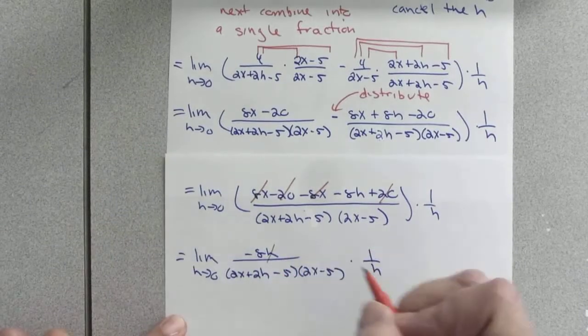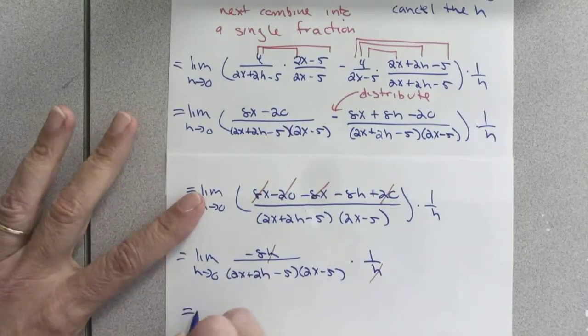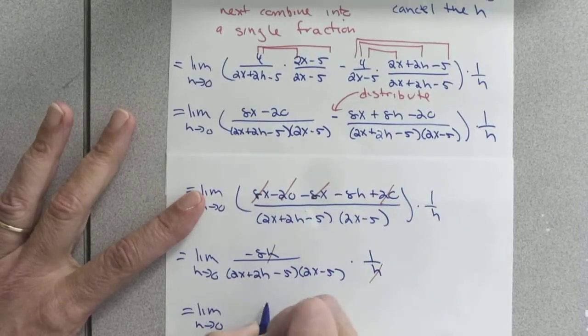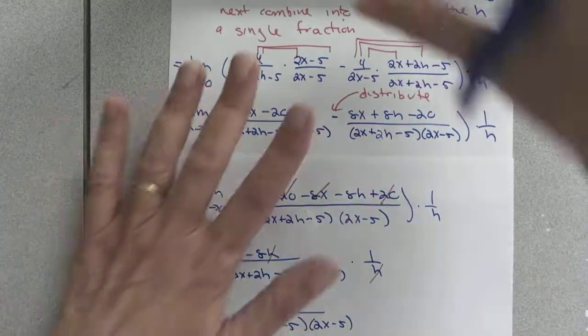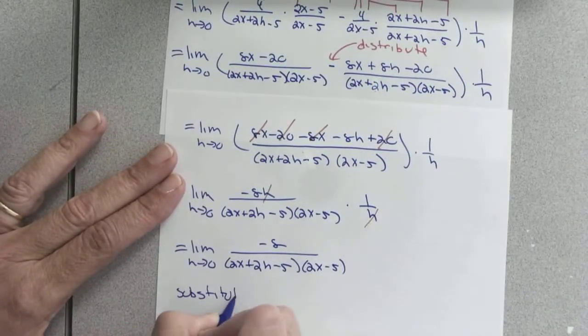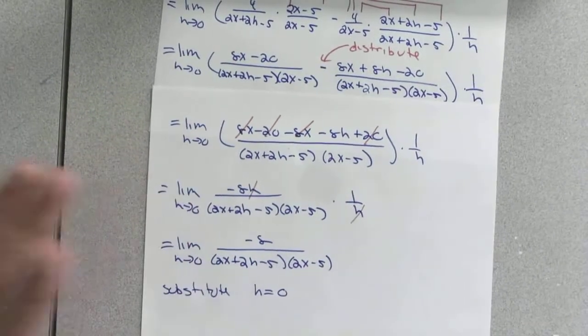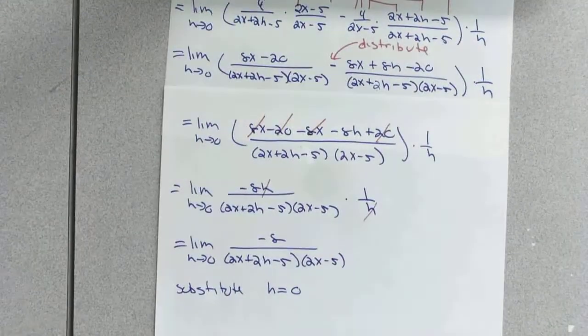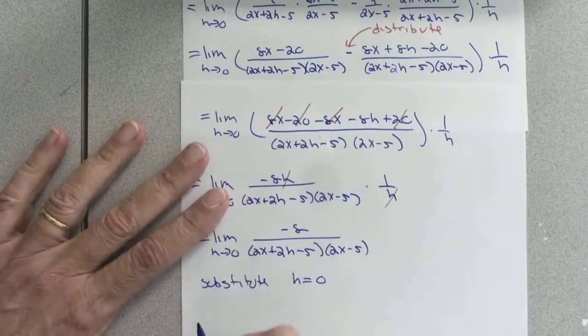I can now cancel those h's. That's always your algebraic goal, which then gives us the limit as h goes to 0 of negative 8 over 2x plus 2h minus 5, 2x minus 5, and then substitute h equals 0. So once I've canceled those h's, it's now time to substitute that h equals 0.